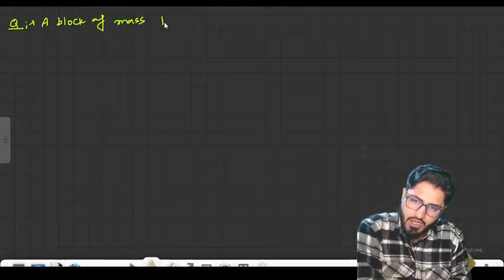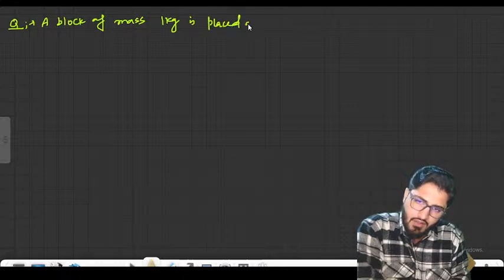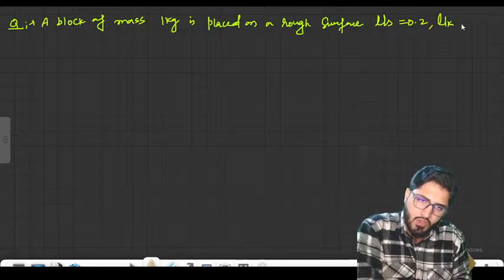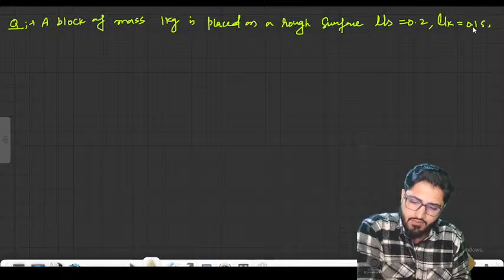A block of mass 1 kg is placed on a rough surface. Mu s is equal to 0.2. Mu k equals 0.15.